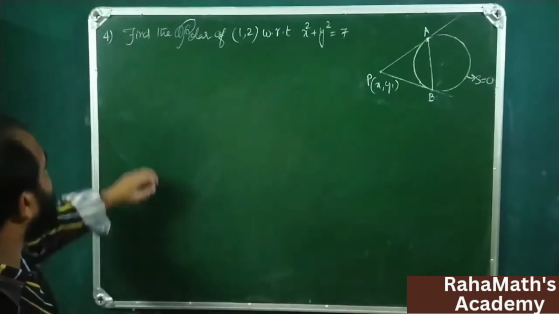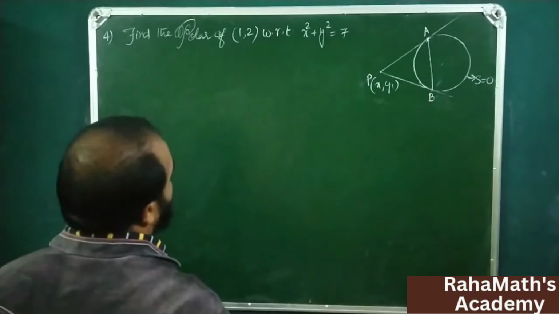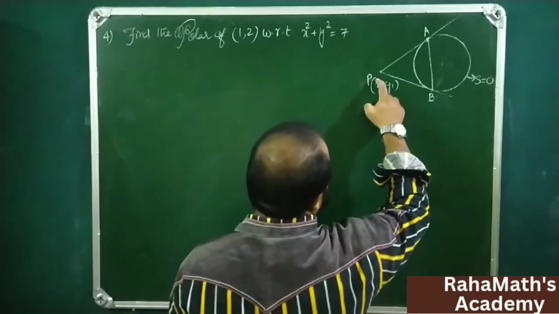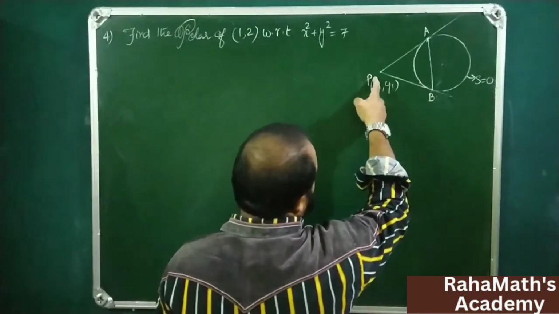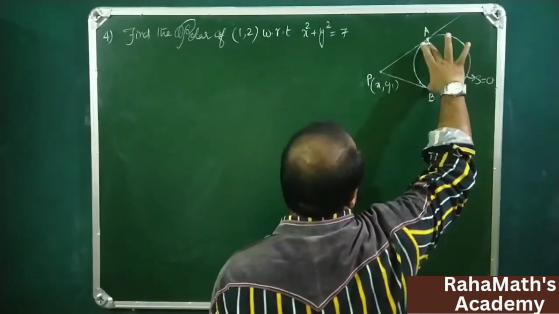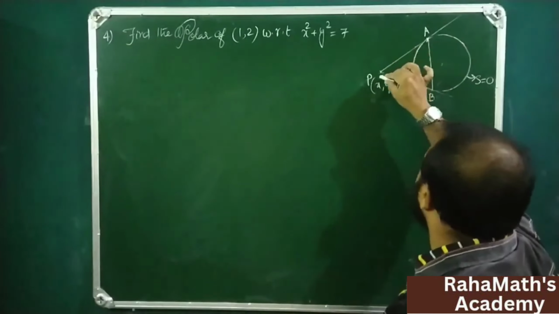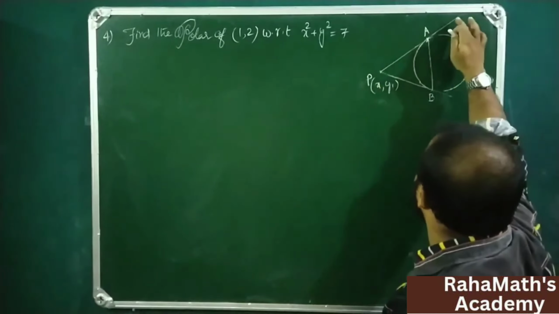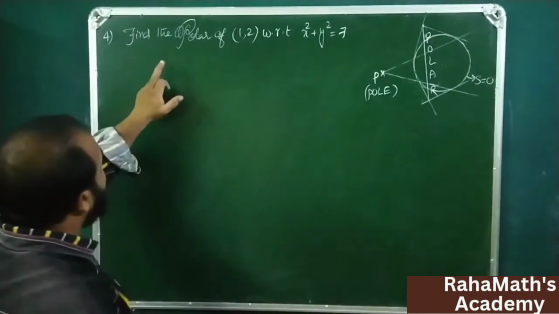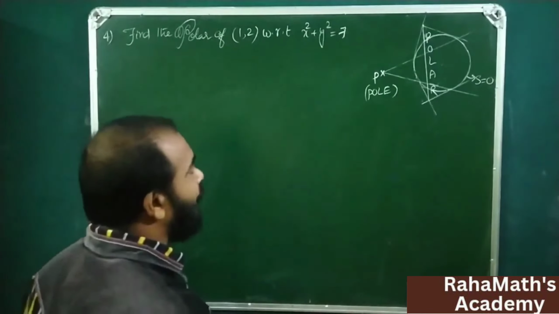The next question is find the polar of 1, 2 with respect to circle x square plus y square equals to 7. So what is the polar? The locus of the point of intersection of the tangents drawn from an external point lies on a line called the polar, and this is the pole. The next question is find the polar of P with respect to circle. What is the polar? We have already discussed.